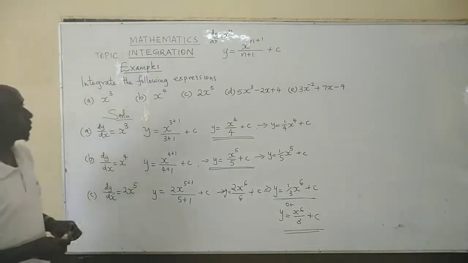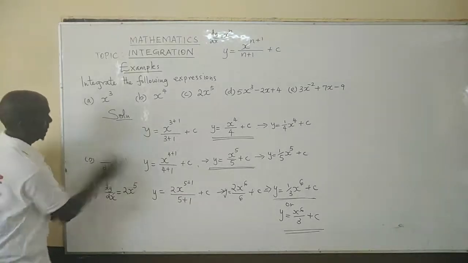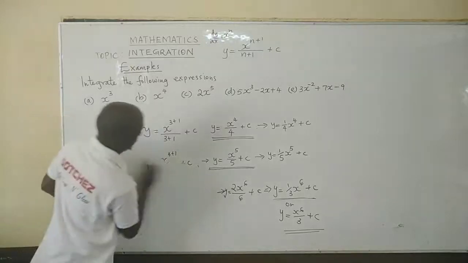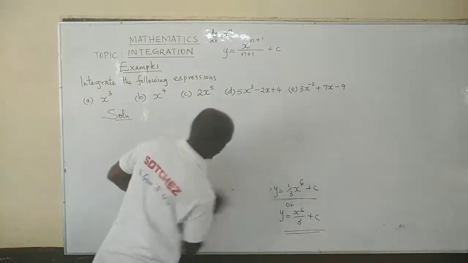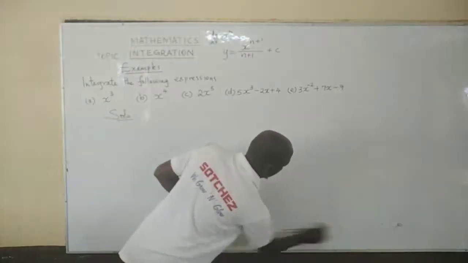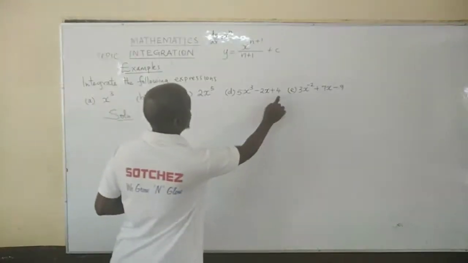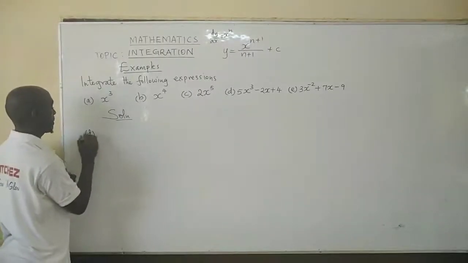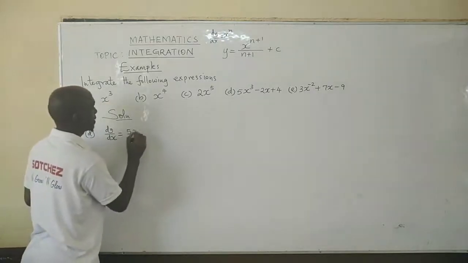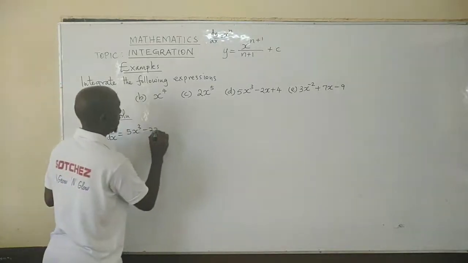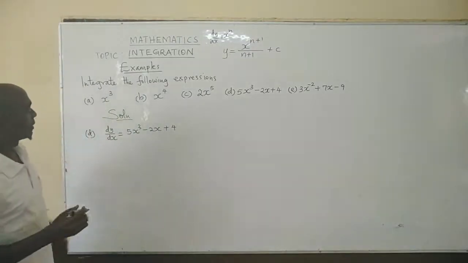Let's go to part D. Question D, we have 5x cubed minus 2x plus 4. That is dy dx. So dy dx equals 5x cubed minus 2x plus 4. This is now a polynomial. So what is y?